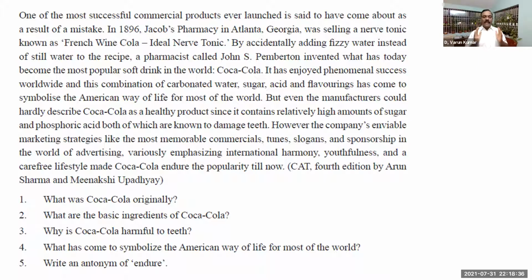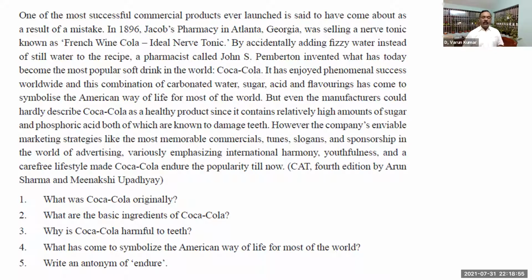So what are the basic ingredients of Coca-Cola? What are the ingredients used to make the Coca-Cola drink? That we can find in the paragraph. These are the direct questions. Why is Coca-Cola harmful to teeth? There is some reason, because of something, it is harmful to teeth.